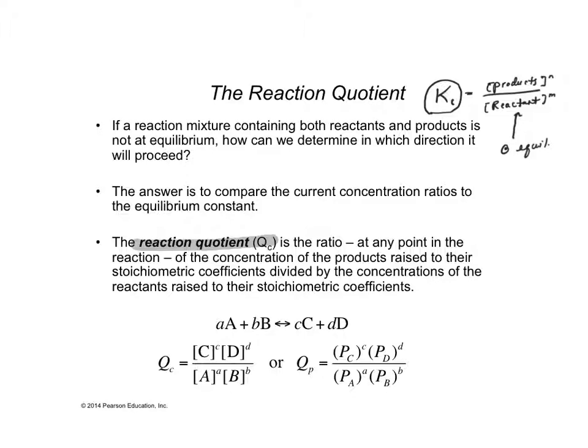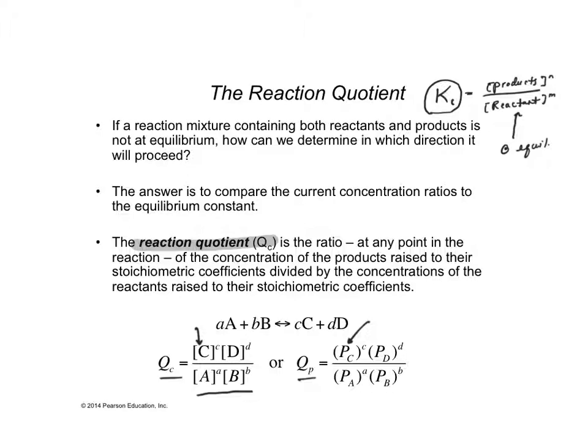Okay, so Q is the exact same thing as K, right? It is the law of mass action. So products divided by reactants, right? If you're using concentrations, we call this QC. Same thing, if you're using partial pressures, we call it QP. What is the purpose of Q, though?